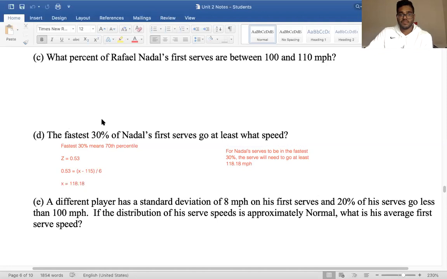So again, make sure you guys are reading the question as you go through these, especially on a test when you're trying to rush. Don't think this is just the 30th percentile, where you want the fastest 30%, so this is 70th percentile. So just be careful there.